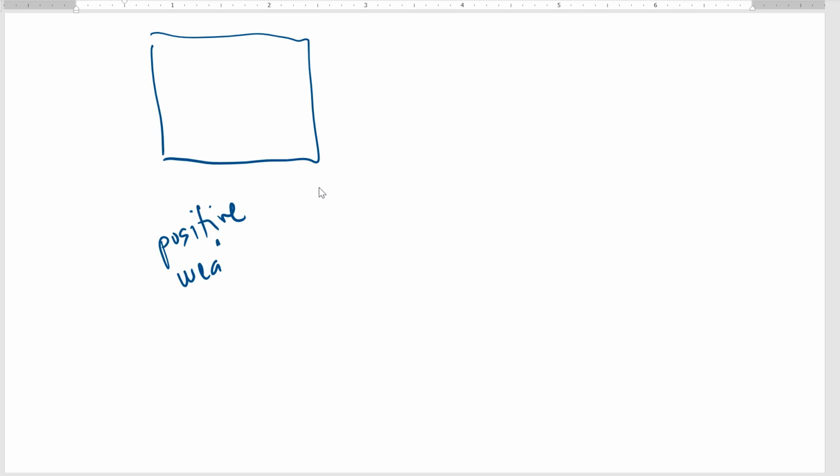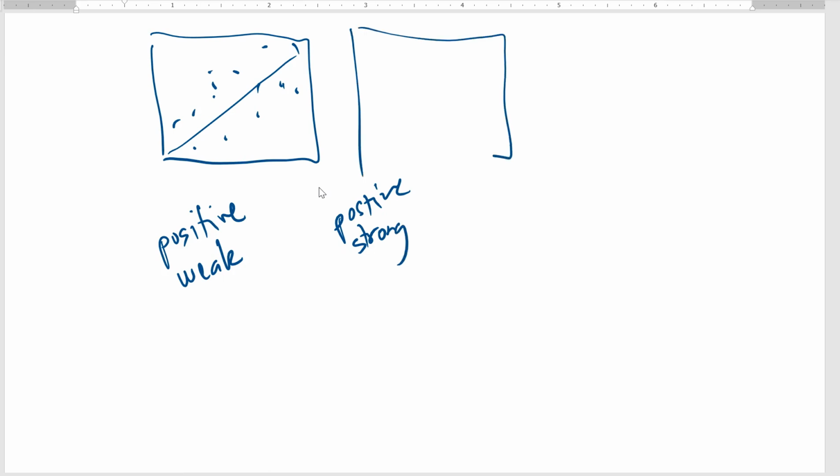So we will have this one I argued was positive, but weak. And that is where the data is overall going upward. We have a positive slope that's kind of spread out. A positive strong correlation would be the same upward trend, but a lot more clustered.